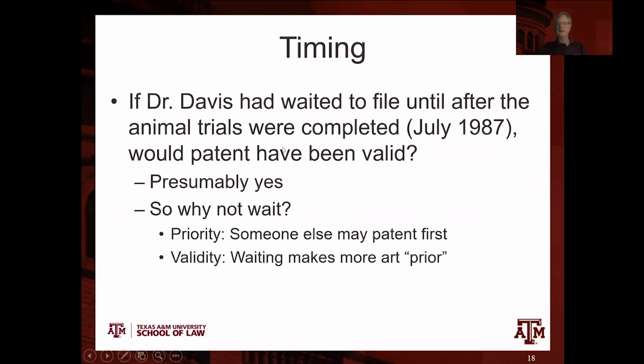And so why didn't Dr. Davis simply wait? Why didn't she listen to her lawyers, or did she get legal advice? She drafted a patent, filed it. If she had just waited until after the animal trials were completed, would the patent have been valid? Presumably yes. So why not wait? And there are really two reasons, right? One is priority. Someone else may jump ahead of you in line and patent first. And the second is validity.